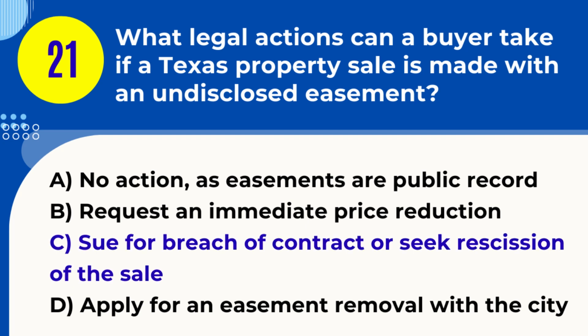Answer. C. Sue for breach of contract or seek rescission of the sale. Explanation. In Texas, if a property is sold with an undisclosed easement, the buyer may have legal grounds to sue for breach of contract or seek rescission of the sale due to the failure to disclose a material fact about the property.